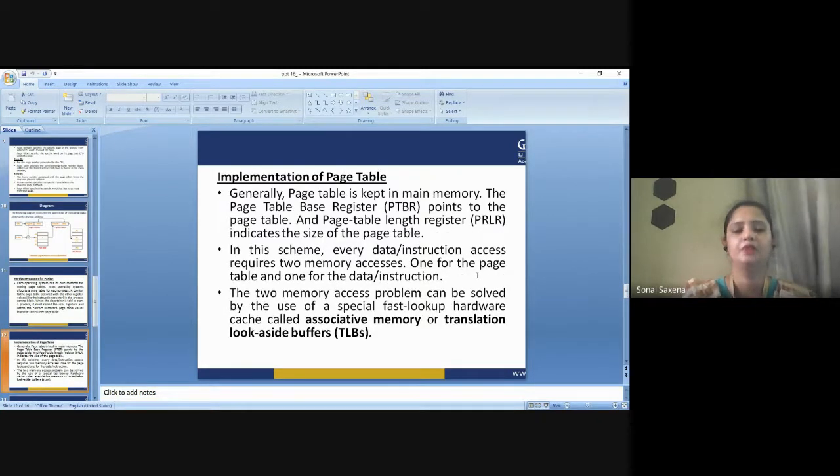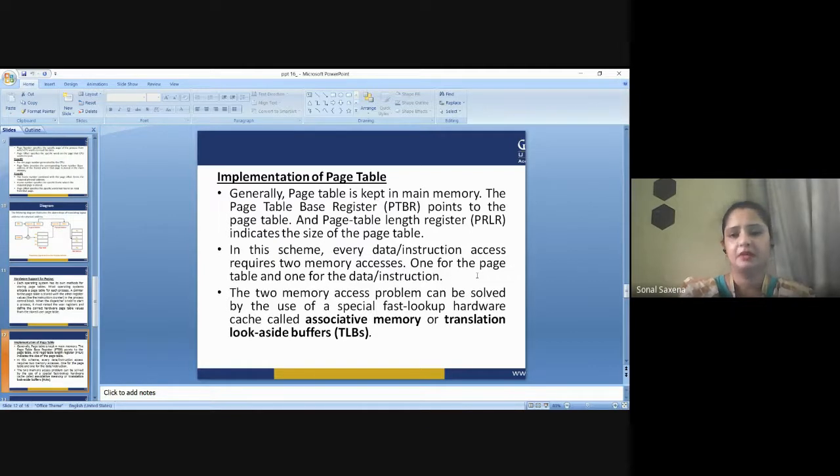Now, how do we implement the page table? Generally, the page table is kept in main memory. As I have told you, the page table is always kept in the main memory. It never resides in the secondary memory, because this is of no use actually. It is always used when you want to execute your process, and execution means the main memory. So even the page table is residing in your main memory.